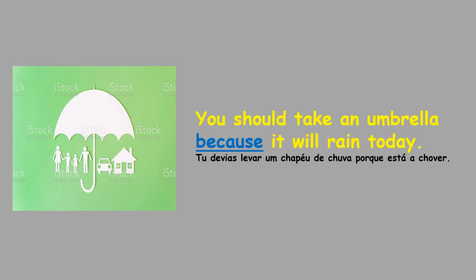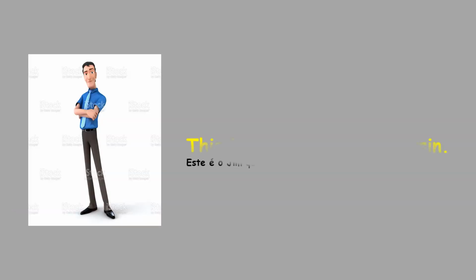You should take an umbrella because it will rain today. Repeat. You should take an umbrella because it will rain today. This is Jim, who is my cousin. Repeat. This is Jim, who is my cousin.